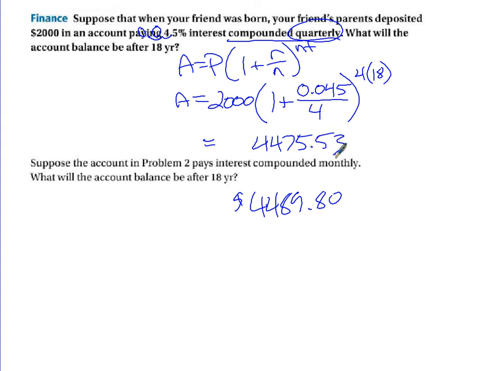4475.53. So in this case, after 18 years, you only gain an extra $13. But you know what? That's like 3 gallons of gas or something. That's a pretty good deal. A couple of cheeseburgers at McDonald's. It's worth it.